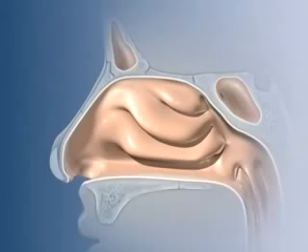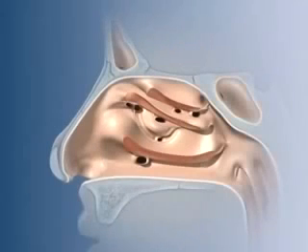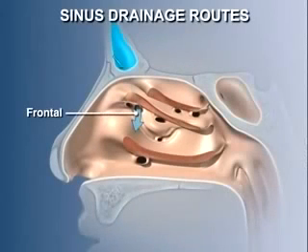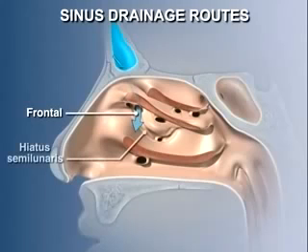The openings, or ostia, through which the sinuses communicate with the nasal cavity are obscured by the overlying conchae, but are visible following removal of the conchae. The frontal sinus drains through a funnel-like tunnel, or infundibulum, into the upper end of the hiatus semilunaris, a shallow depression in the lateral wall of the middle meatus.